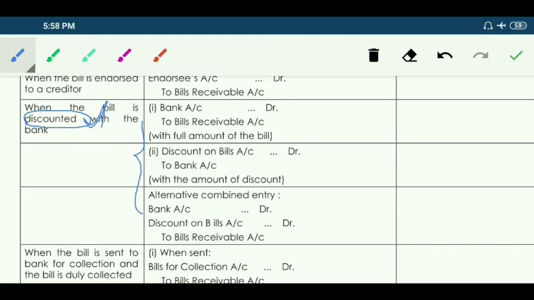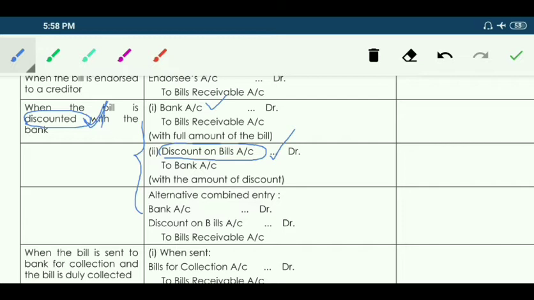That's why, as per the nominal account rule, losses and expenses are debited. That's why discount on bills account is debited in the business books. That means how much? 200 rupees. Next, as per the real account rule, bank account is debited. Why is bank account debited? We received 9,800 rupees cash. That's why, as per the real account rule, bank account is debited. What comes in debit?